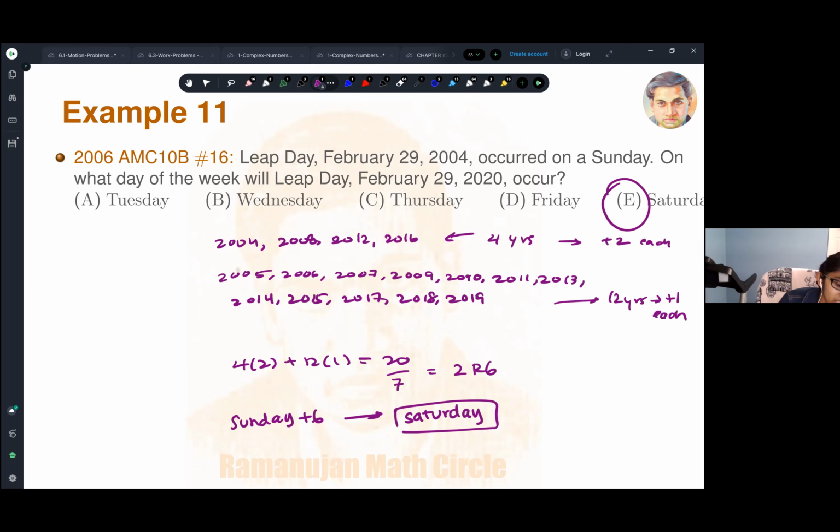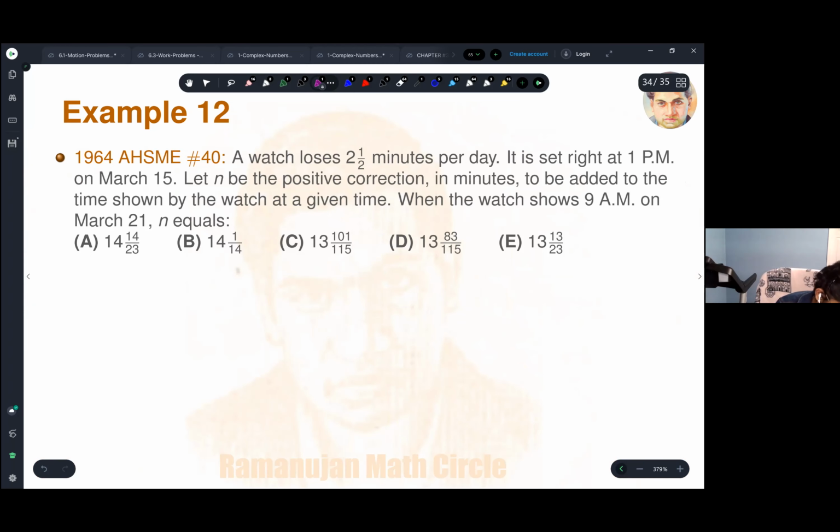Okay. So this question, a watch loses 2.5 minutes per day. It's set right at 1 p.m. on March 15th. Let n be a positive correction in minutes to be added to the time shown by the watch at a given time. So when the watch shows 9 a.m. on March 21st, n equals, and we will calculate this when we come back.